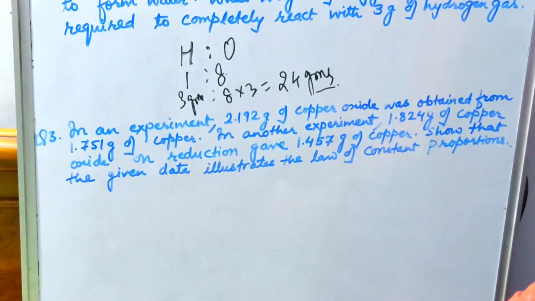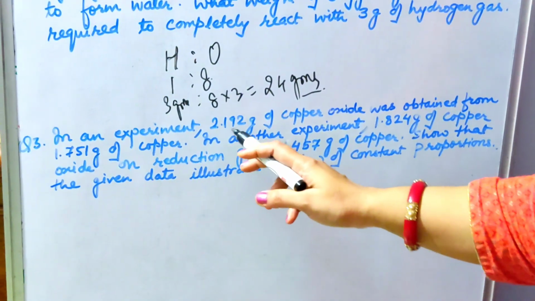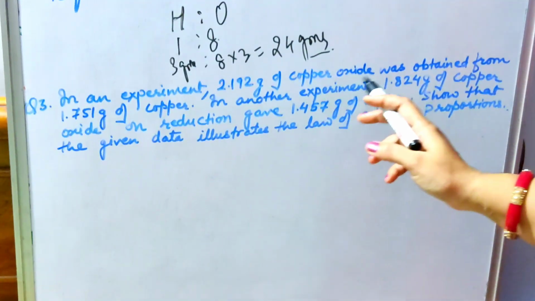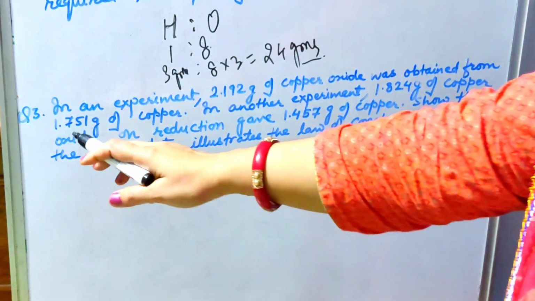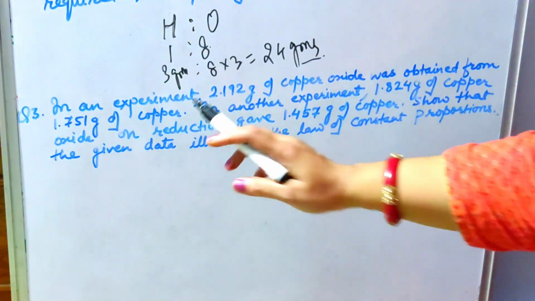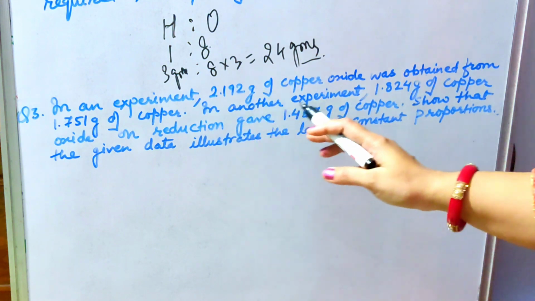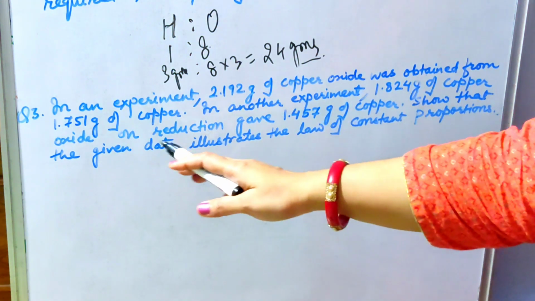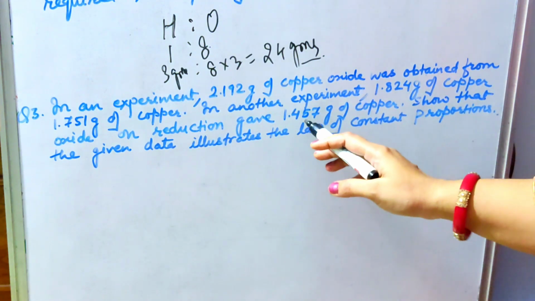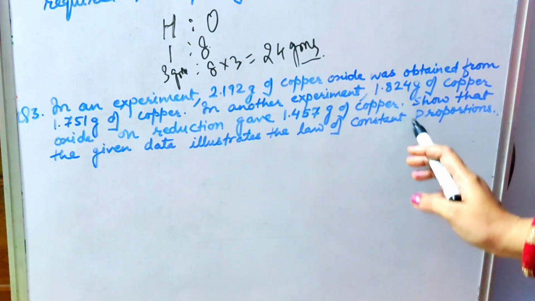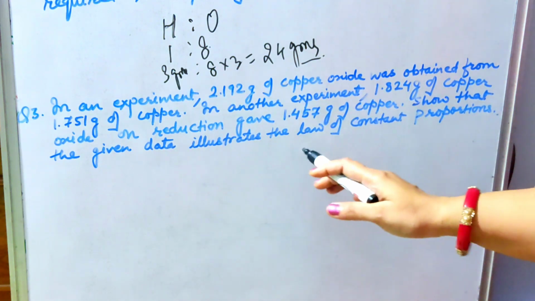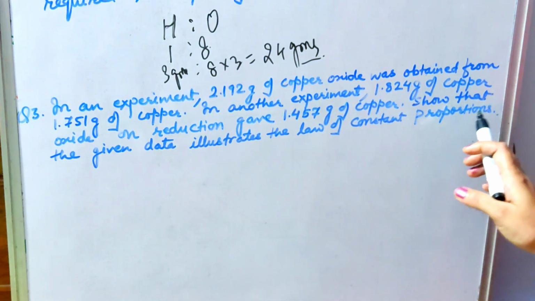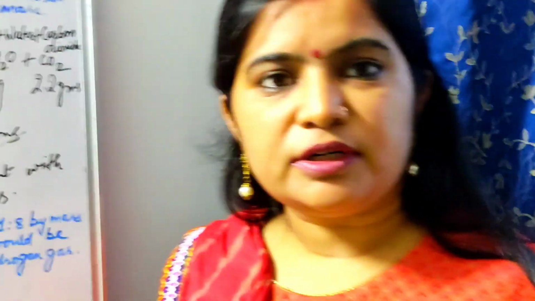Coming to the third question. In an experiment, 2.192 gram of copper oxide was obtained from 1.751 gram of copper. Okay. In another experiment, 1.824 gram of copper oxide on reduction gave 1.457 gram of copper. Show that the given data illustrates the law of constant proportions. Children, first of all, don't panic while reading the question. First of all, try to understand the meaning of the question.